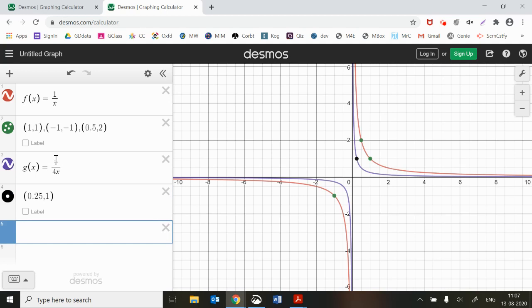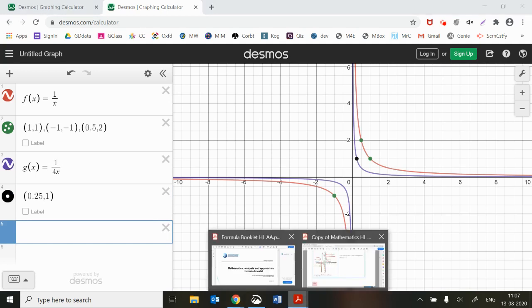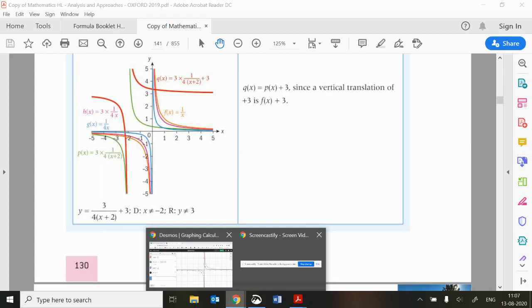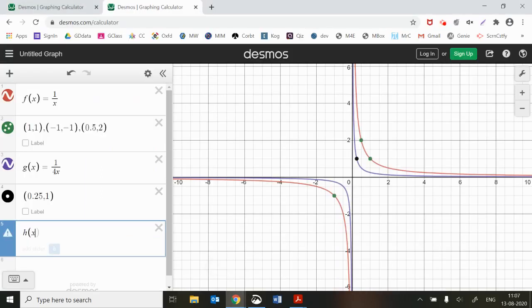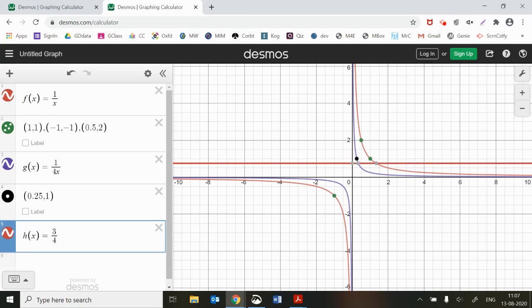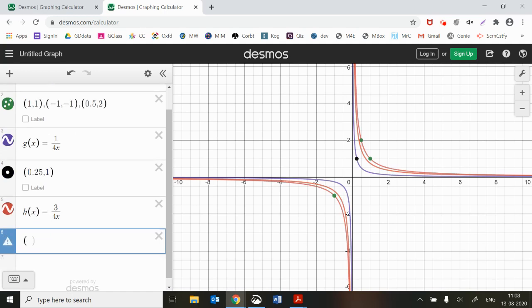And then the next transformation was a scale factor of 3. Now I can't remember. Scale factor of 3, okay, in the x direction. Okay, so we now have a third function. We could call it F1, F2, F3 with subscripts if we wanted to, but I can't do that here. So h of x is going to be 3 lots of the thing above, so 3 over 4x. And now you can see that the coordinate point 0.25, 1 is now going to be 0.5, 3. So that is my new graph there, and annoyingly it's done it in red as well.